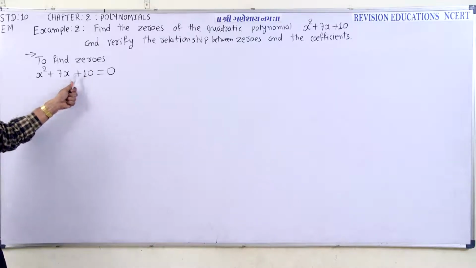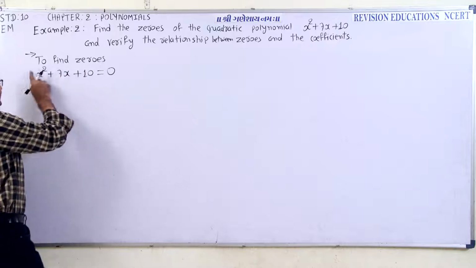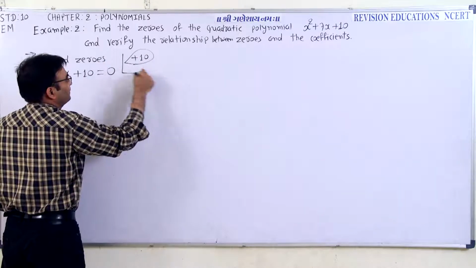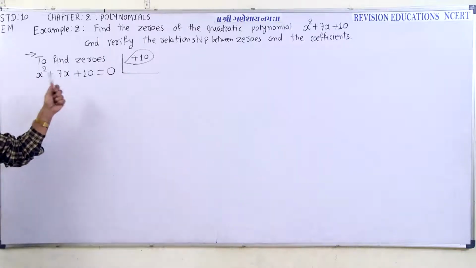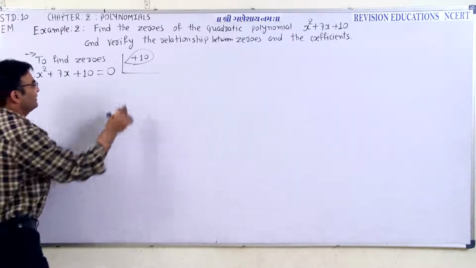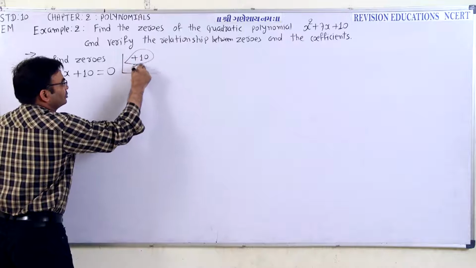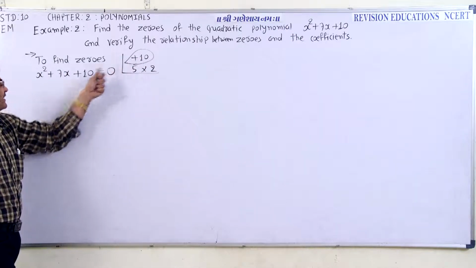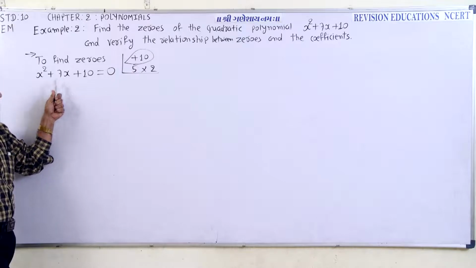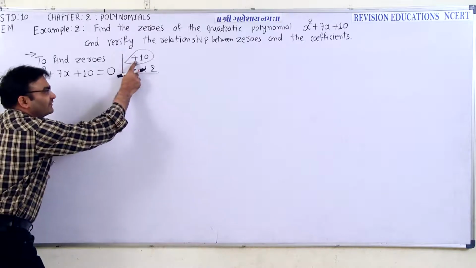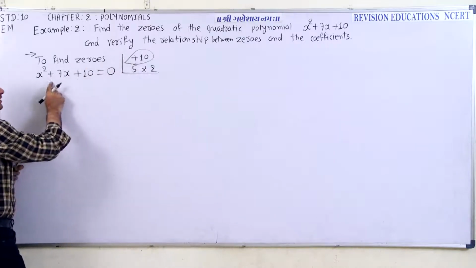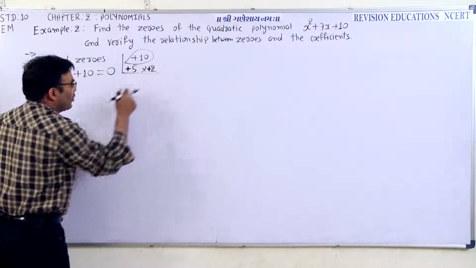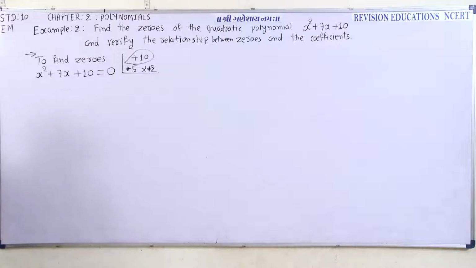Split 10 into two parts whose sum is 7. 5 and 2. 10 के दो ऐसे पार्ट निकालो जिसका सम 7 होगा. 5 और 2. Whenever the multiplication is plus, the middle term sign is given to both the numbers.